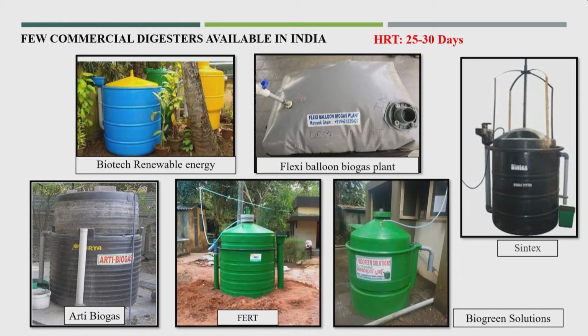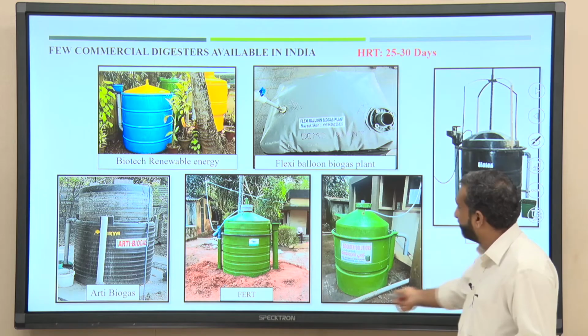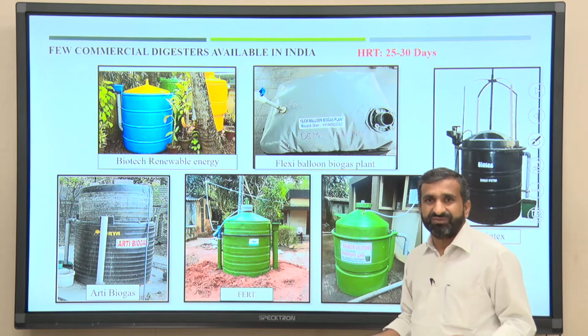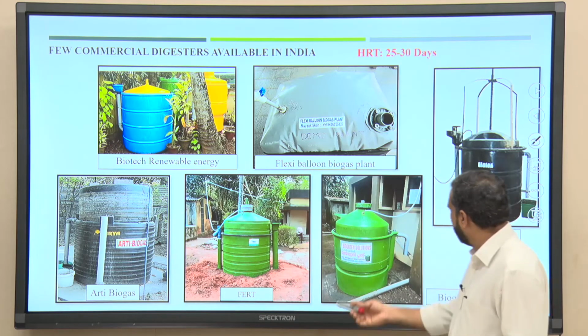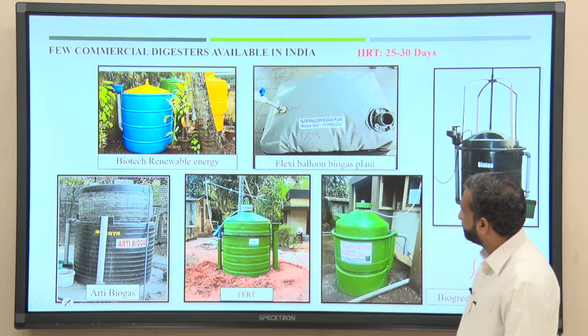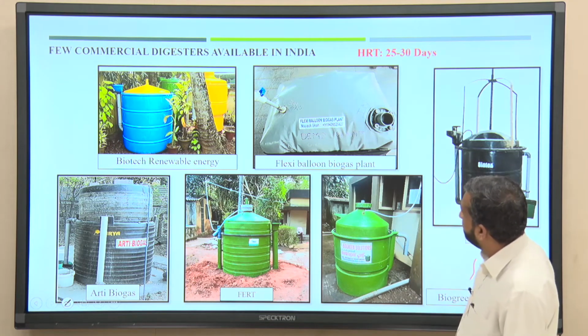So, these are all kinds of reactors. If you see the Biotech, Aarti, Biogreen and Syntex, they are almost similar kinds of reactors. Okay. So, almost all the reactors are floating dome reactors, and the size is almost 1 meter cube for all the reactors. But the only problem is that HRT is 25 to 30 days.